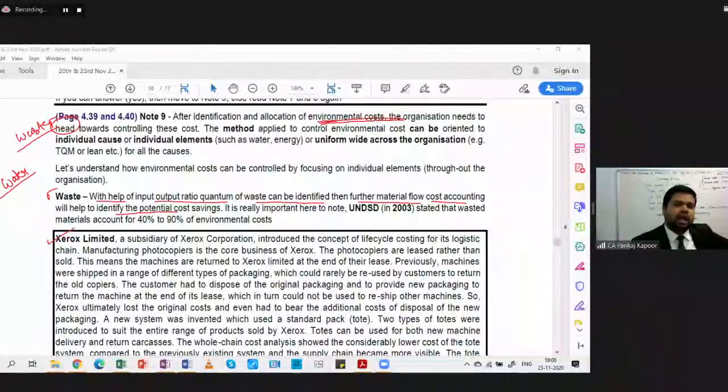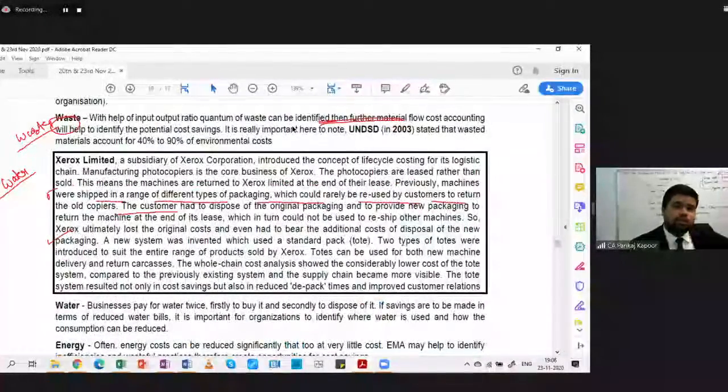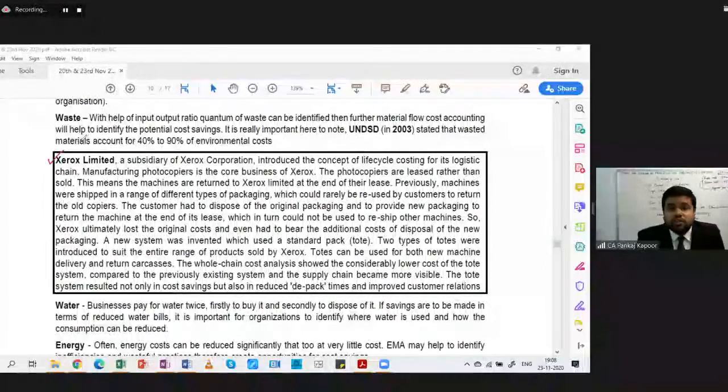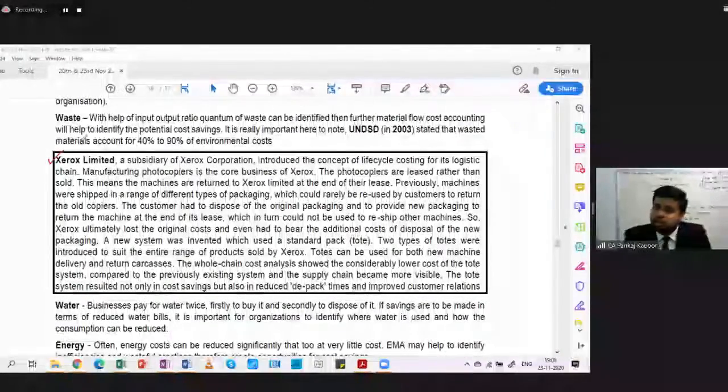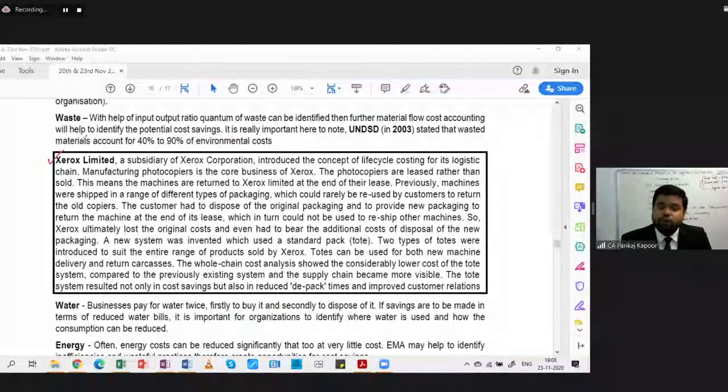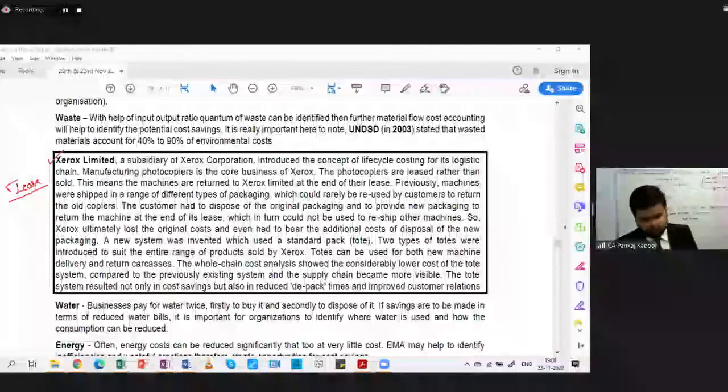There is a case study given at the end of the EMA topic in the study material with the name Xerox. I'll tell you the case study in the form of a story. Please listen to the story very carefully, to see what this Xerox Limited case study is all about. Xerox is a company engaged in the manufacturing of photocopiers. Rather than selling the photocopier outright, Xerox gives the photocopier on a lease basis, rather than on a freehold, pure sale basis.